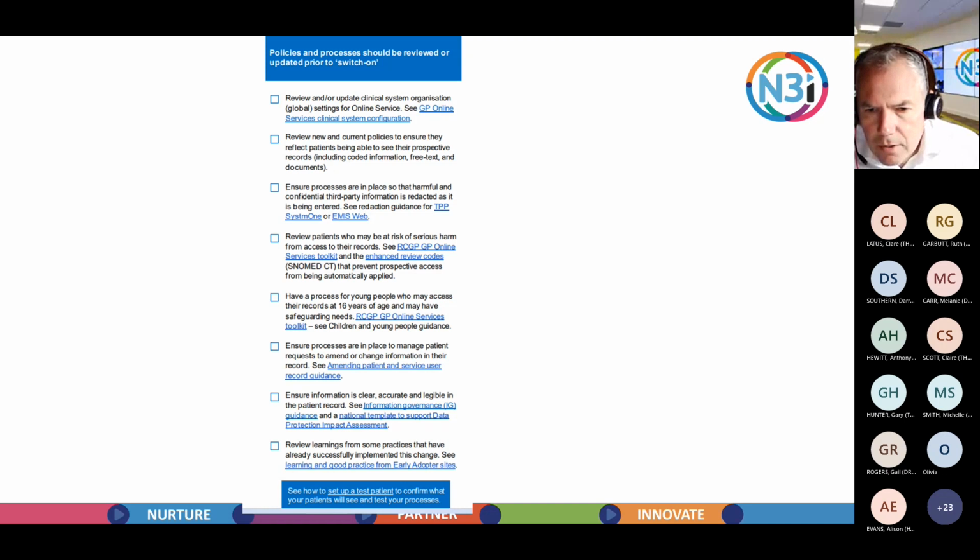Review learnings from some practices that have already successfully implemented this change. Yep, there's some early adopter stuff on there. There were a couple of little videos from GPs, one in particular who has been doing this for a number of years, and a couple of others who talked about some of the odd issues that they come across.